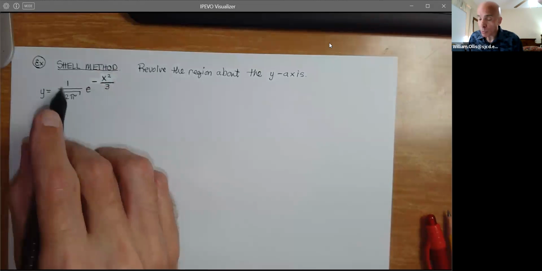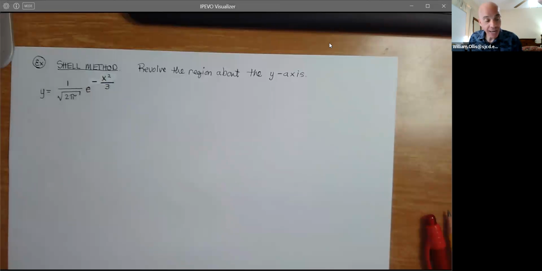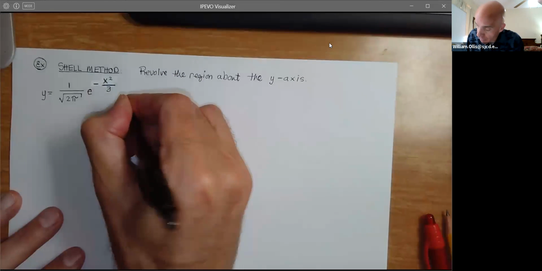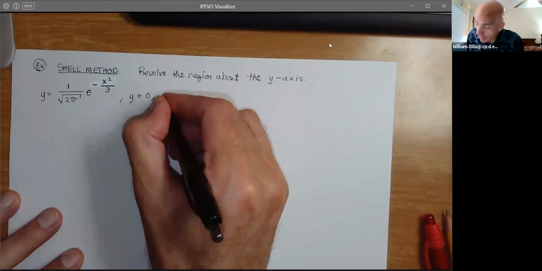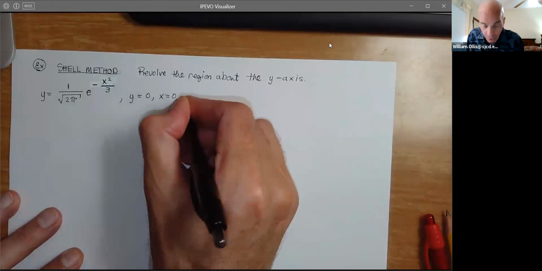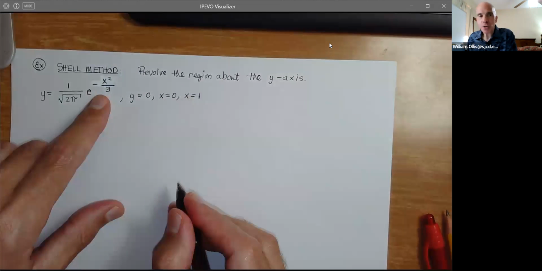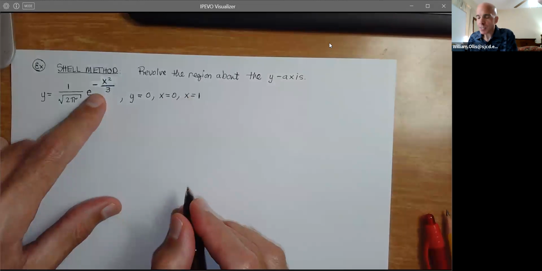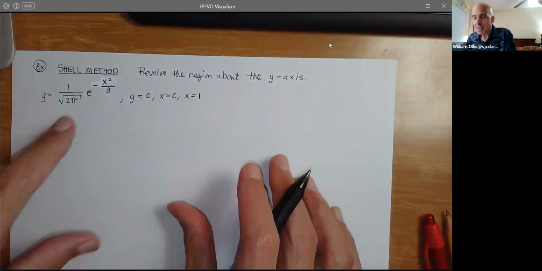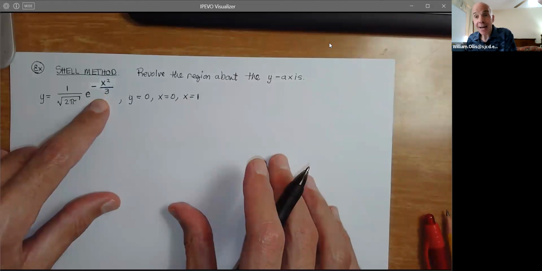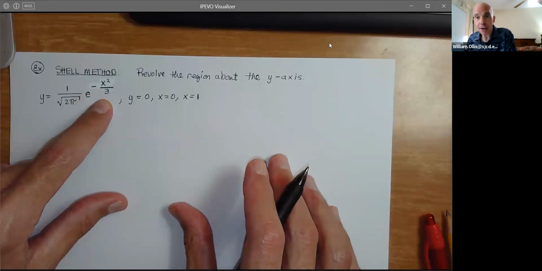So y equals 1 over the square root of 2 pi e to the negative x squared divided by 3. The y equals 0, or x-axis, and the y-axis, x equals 0, and x equals 1. So this is a nice decreasing function, okay? Like e to the negative x squared decreasing, but this is e to the negative x squared divided by 3.